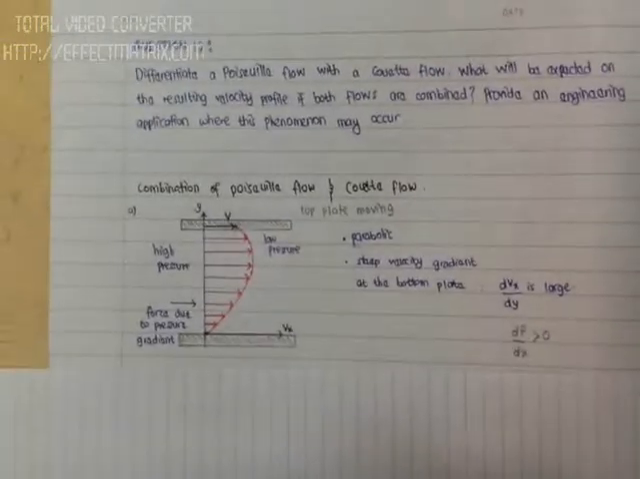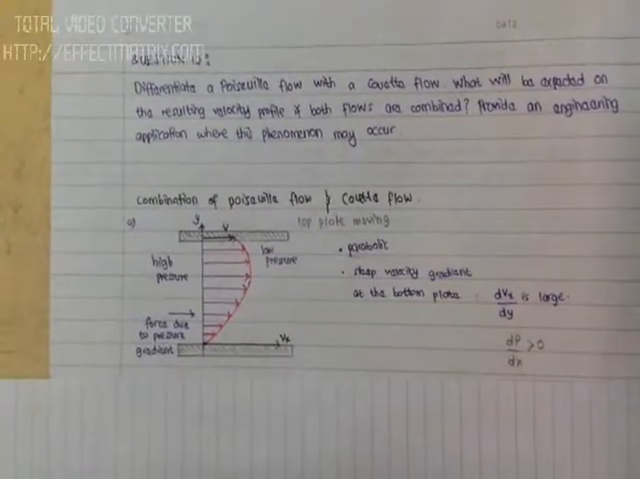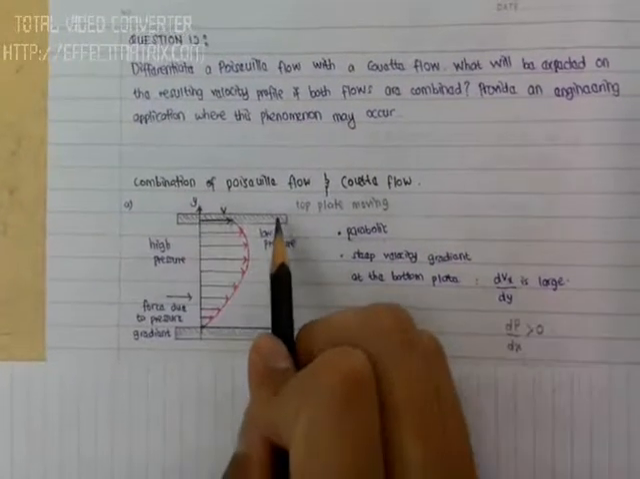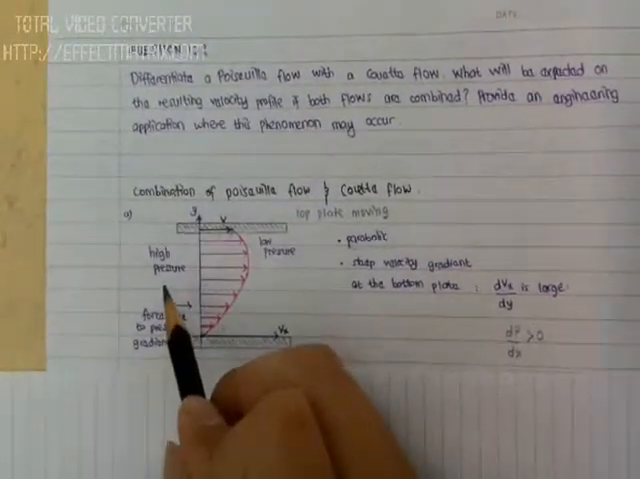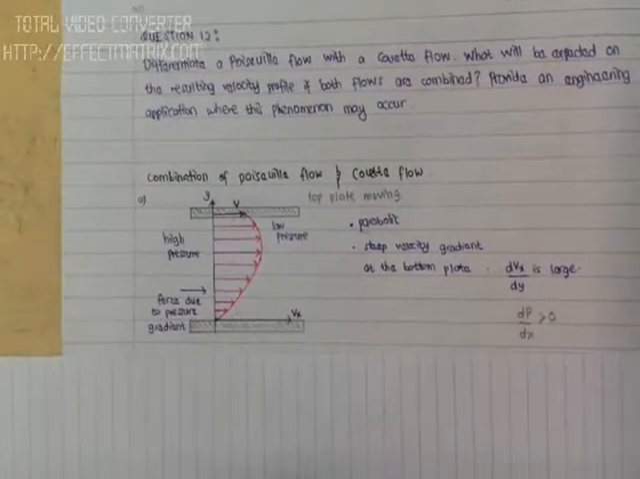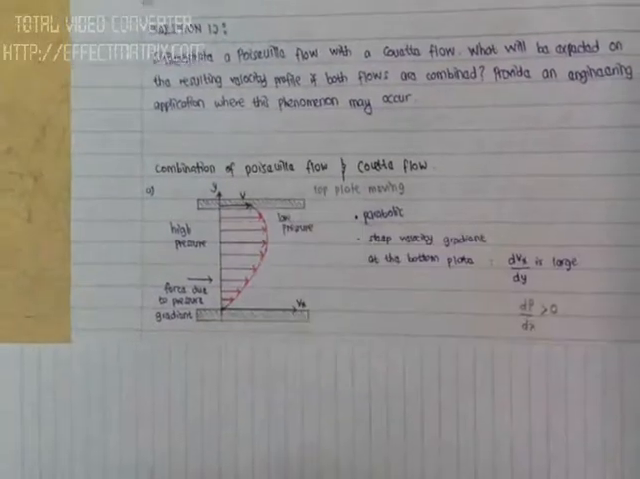Now let's consider two cases that combine Poiseuille flow and Couette flow. For the first case, the top plate will move from the left to the right, and there is high pressure on the left and low pressure on the right. So the forces due to the pressure gradient are in the same direction as the top plate, which is from the left to the right.